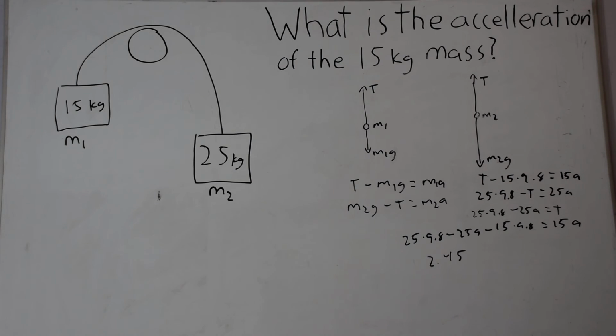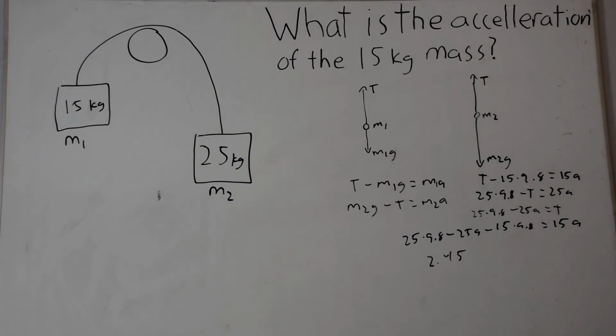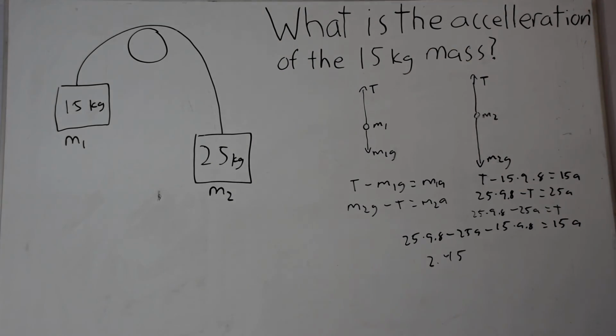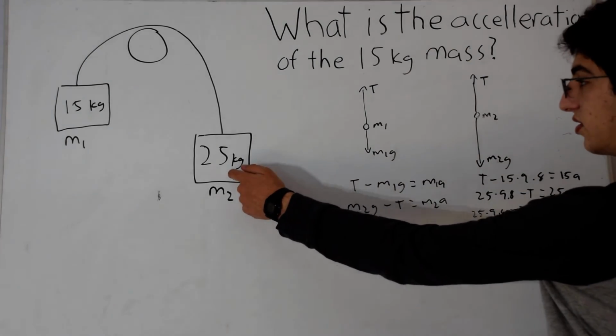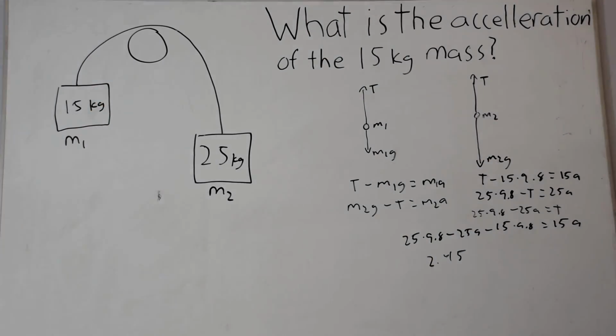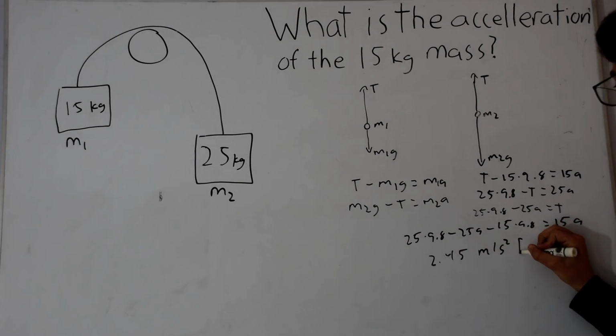But, as we all know, acceleration is in meters per second squared, and it has a direction. And if we want to see which direction this 15 kilogram mass accelerates, well, the first thing we can do is we can look at our free body diagram, and we can see that this tension force is greater than this M1G force. So, it's going to go upwards. And we can also think about it logically that the 25 kilogram mass is going to fall downwards, and the lighter 15 kilogram mass is going to go upwards. So, the answer is 2.45 meters per second squared upwards.